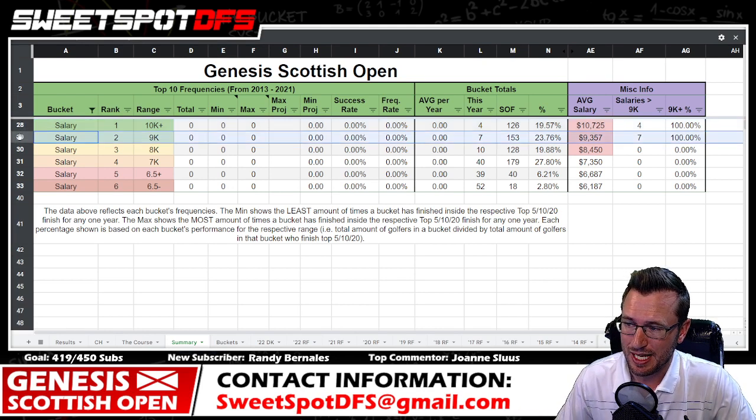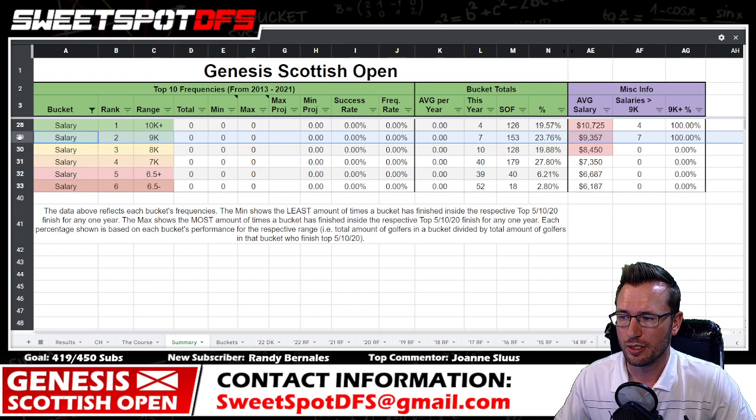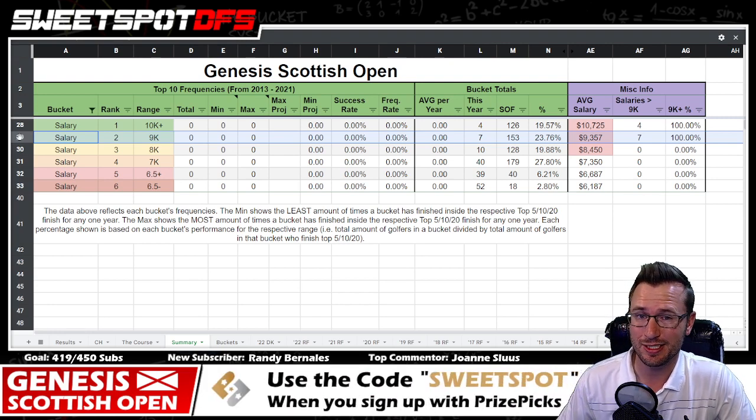9Ks, there are 7 in the field this year. Usually we see somewhere between 6 to 7 in the 9K range. So this is right on par, and I would say somewhere between 0 to 2 that you want in your lineup from the 9Ks.